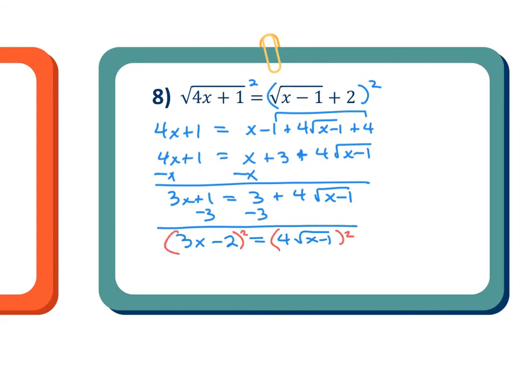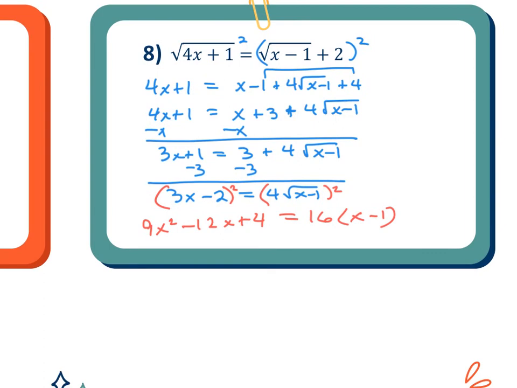So again, I need to do the binomial squared pattern or FOIL it. 9x squared minus 12x plus 4. Square the 4. Squaring that radical makes it disappear. I need to distribute the 16.